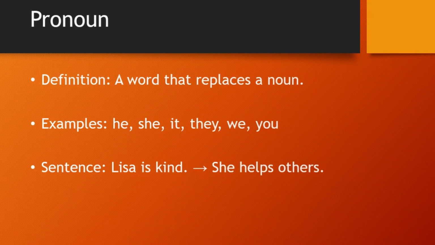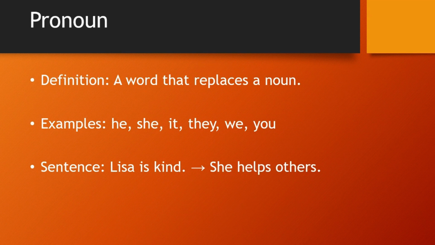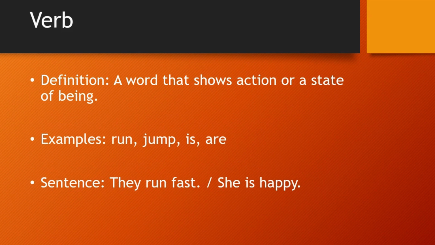A pronoun replaces a noun, so we don't repeat words. For example, instead of saying Lisa is kind, Lisa helps others, we can say Lisa is kind. She helps others. Here, she replaces the noun Lisa. It makes sentences smoother. A verb shows action or state of being. For example, run, jump, is, or are. We say, they run fast. Or she is happy. Verbs tell us what's happening in the sentence.